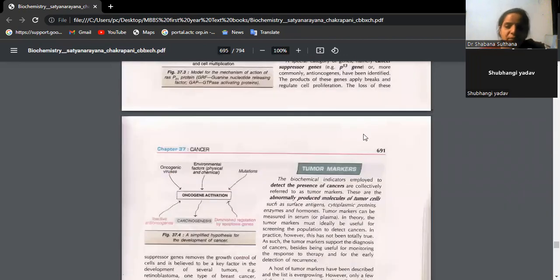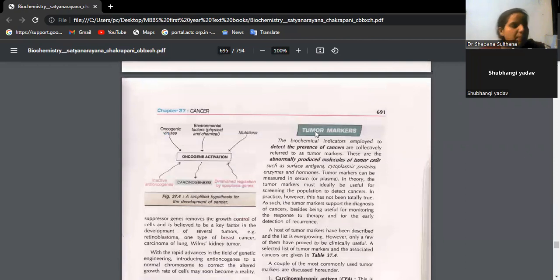Tumor markers are very, very important, beta. Suppose a person is suffering with cancer, or he is only suspecting it. It's a screening test, in the sense it's always better to get our tests done once a year, at least once after we reach 40 years, after crossing 35 to 40 years, isn't it? That is actually useful because any disease in an early stage can be detected.